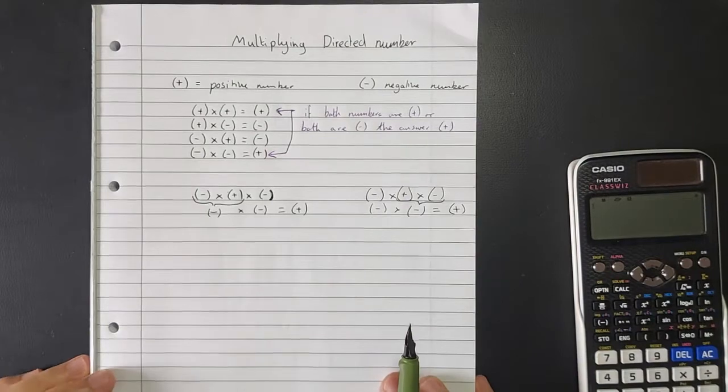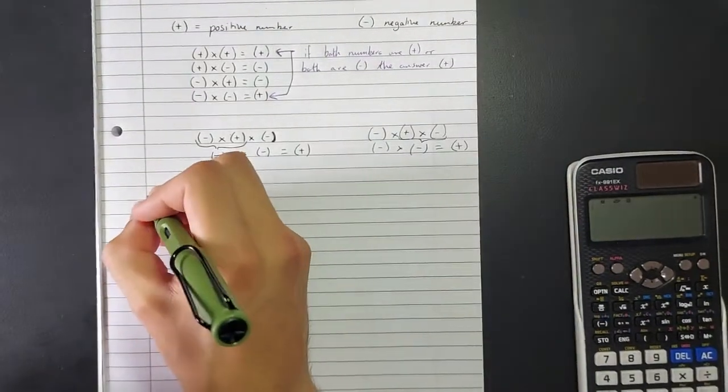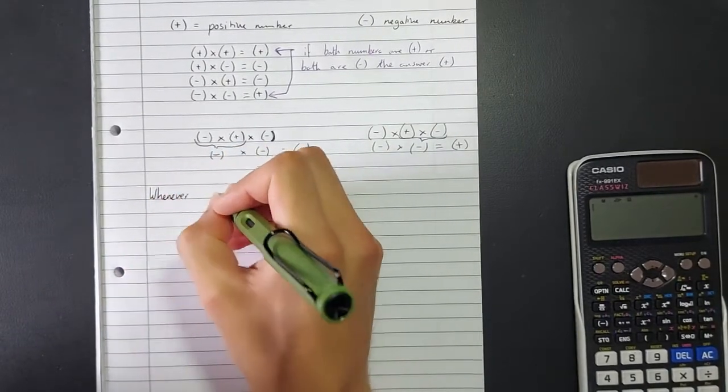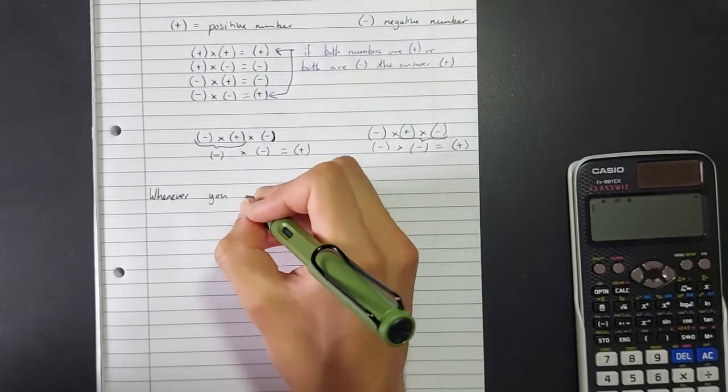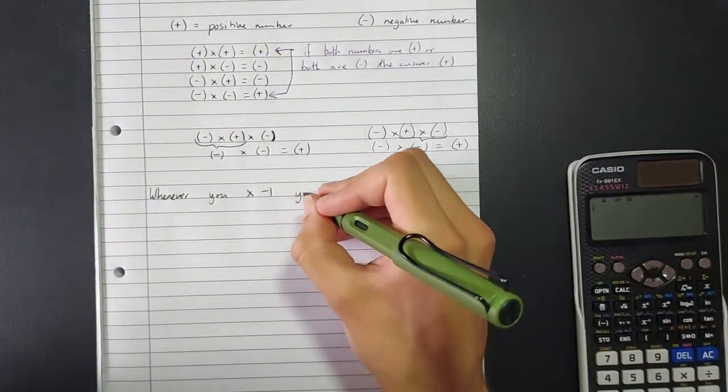Right then, a second way of thinking about this requires us to know the following fact. Okay, whenever you multiply by -1, okay, you change the sign.